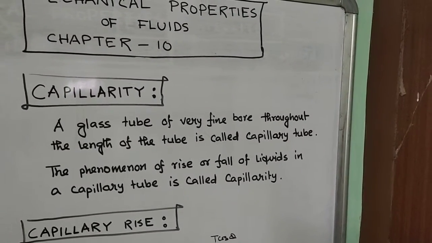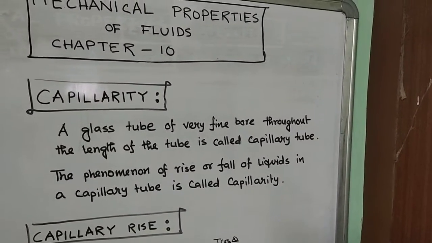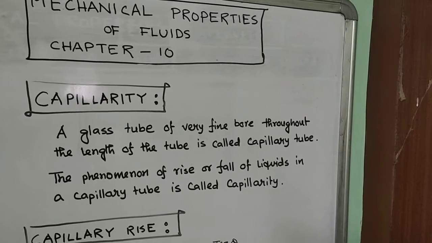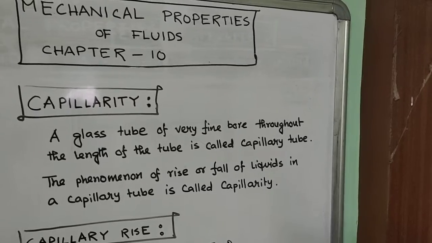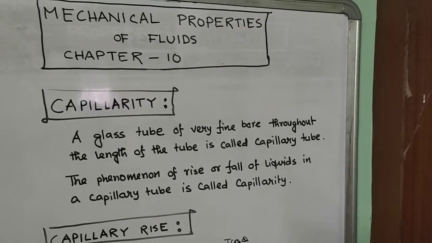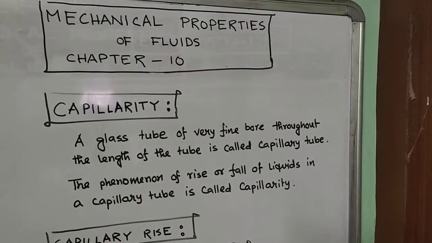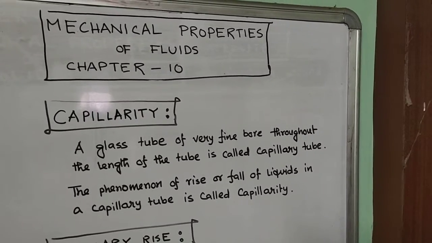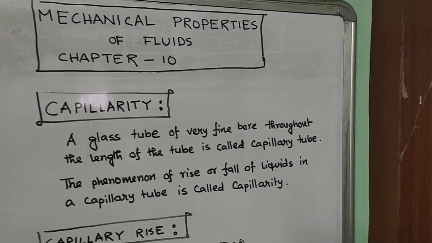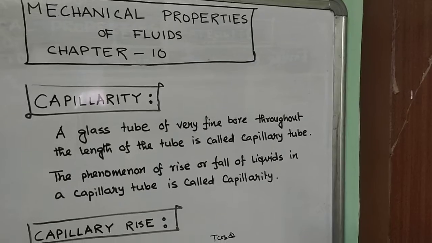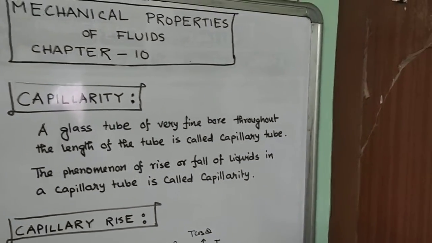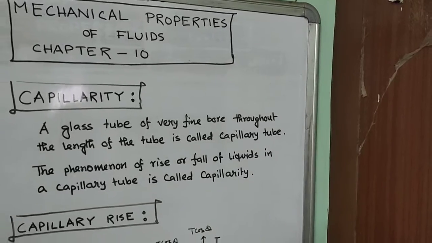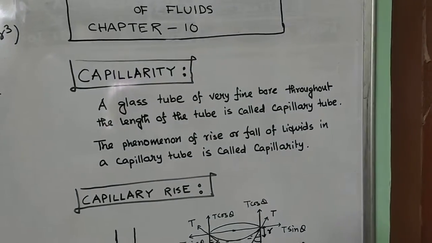And the capillary tube is nothing but a uniform bore throughout the length of the tube. Here it says glass, but it may be of plastic also. Just like in cold drinks, we use a straw. That one is also some kind of capillary tube you can consider. Now, how does the liquid rise inside the capillary tube? That part we are going to discuss today.